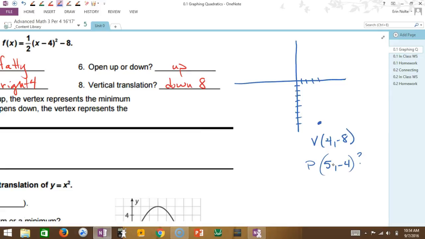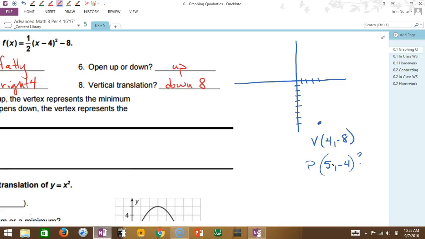Plug it in. Okay, so we can do this mentally, right? Let's plug this in. Okay, so we're plugging in which value? 5. Okay, so 5 into this function. 5 minus 1 is 1. 1 squared is 1. 1 times a half. A half minus 8.